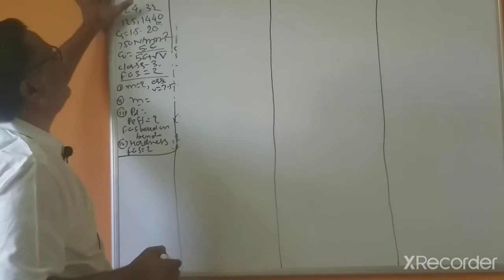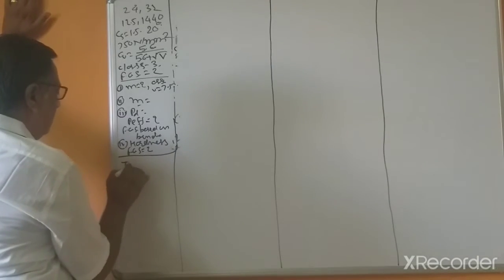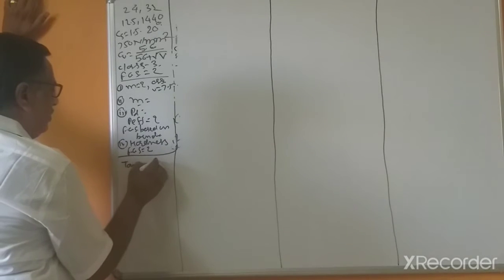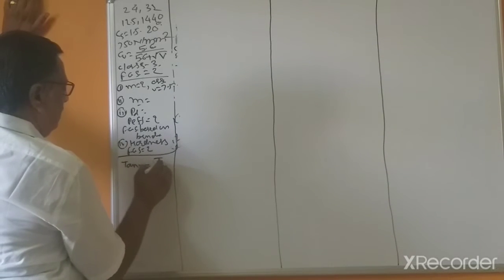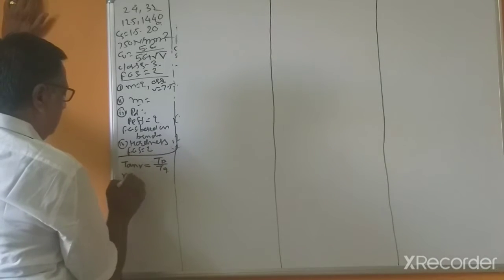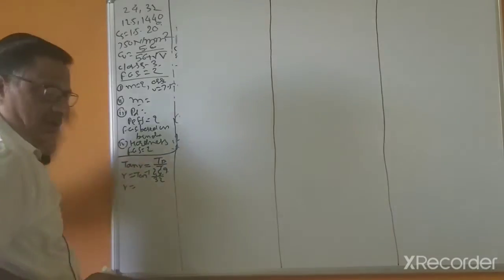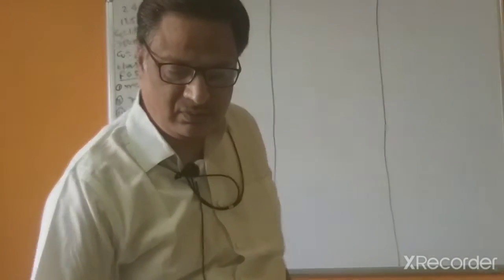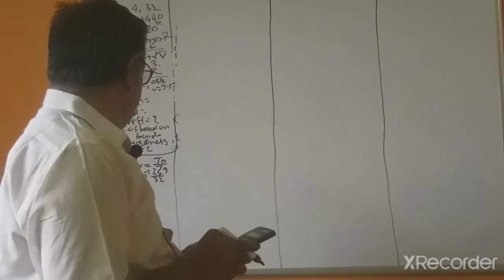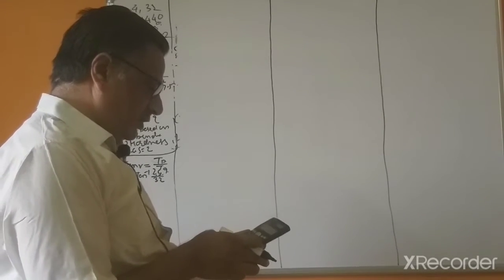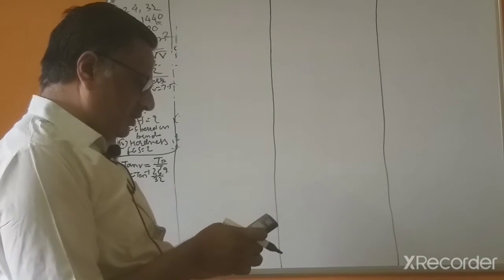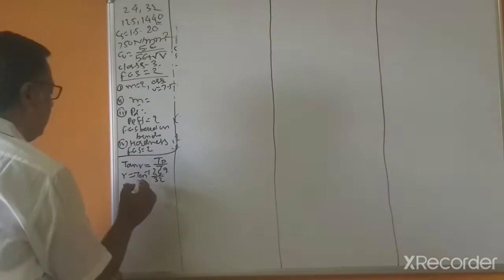Here Tp is 24 and Tg is 32, so tan gamma equal to Tp divided by Tg. First we will calculate gamma, because we have to focus on the estimation of the module. So this is 24 divided by 32, 0.75, inverse of tan. This is equal to 36.86 degrees.